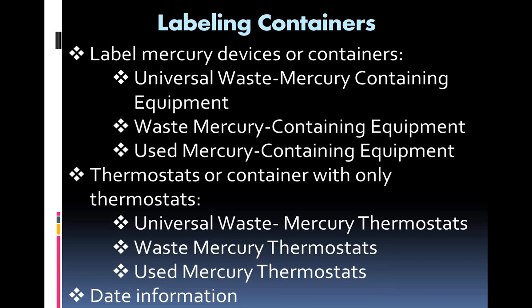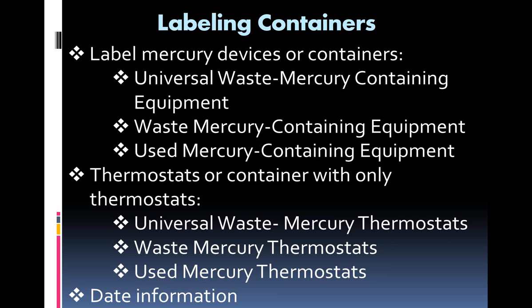So say you have a bunch of compact fluorescent light bulbs, you wouldn't have to put a label on every single one of them, but you could put them all in one container and then put a label on the outside. That would be acceptable. So what you would say is universal waste mercury-containing equipment. If you had a bunch of different things that had mercury in them just in a box, universal waste mercury-containing equipment. Or you could say waste mercury-containing equipment or used mercury-containing equipment.